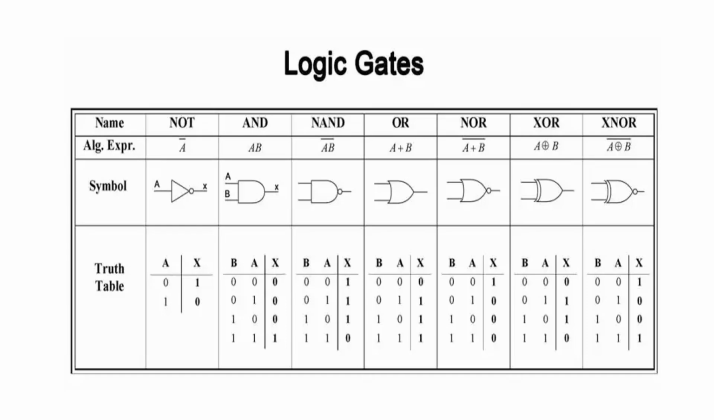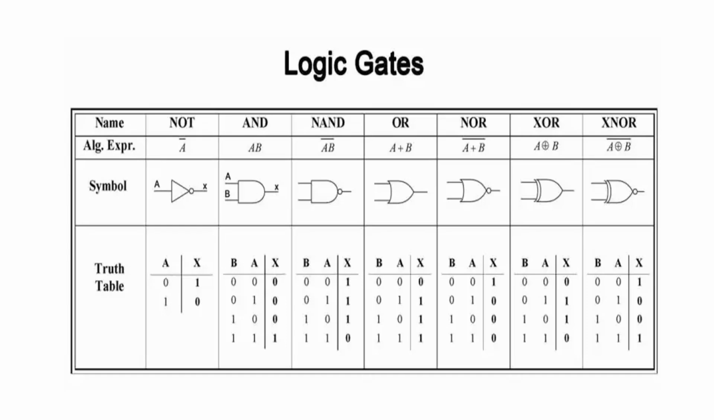NAND is nothing but the complement of AND. So for 00, 01, 10 we will get 1, and for 11 only we will get 0. OR means A plus B. For 00 we will get 0, and for 01, 10, 11 we will get 1.